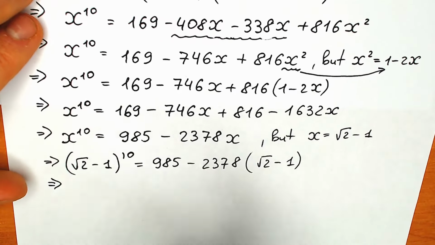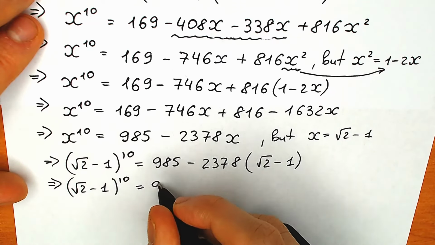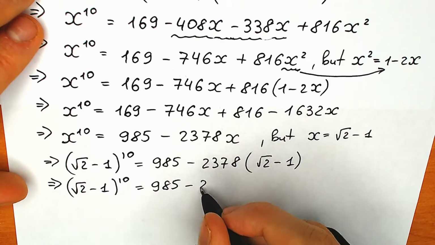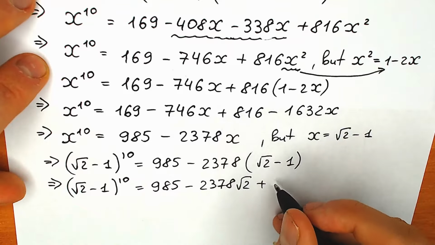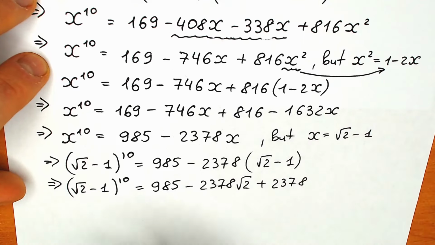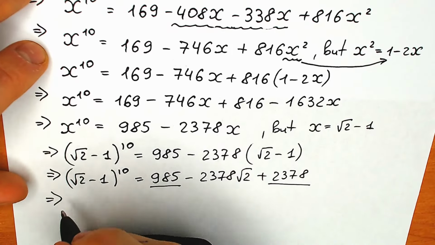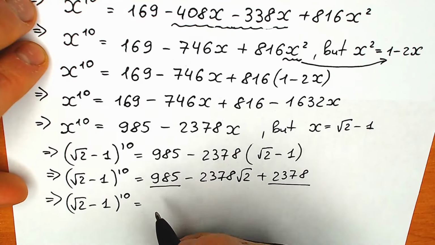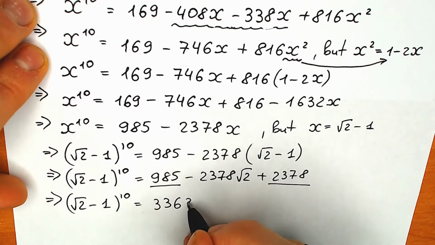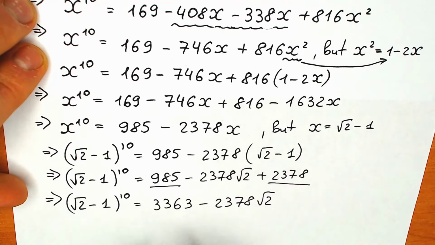From here, what do we have? Square root of 2 minus 1 to the power 10, so the same beginning, equal to 985 minus 2378 square root of 2 plus 2378. And our last step is to add these two constants. So let's do it. So we have square root of 2 minus 1 to the power 10 equal to, when we add it, 3363 minus 2378 square root of 2. Okay, this is our answer. This is our square root of 2 minus 1 to the power 10.